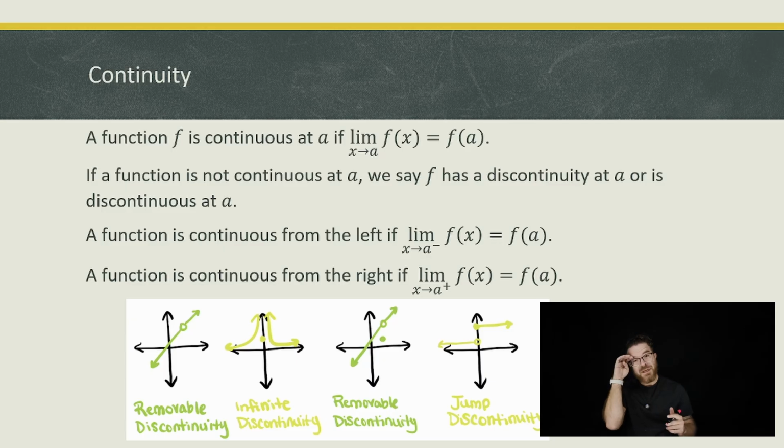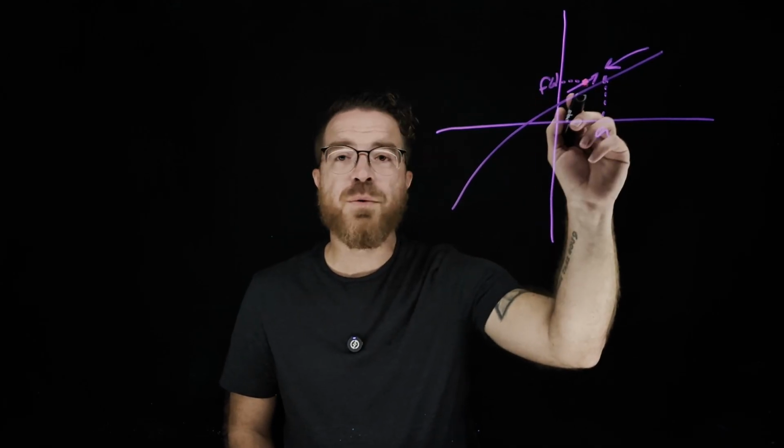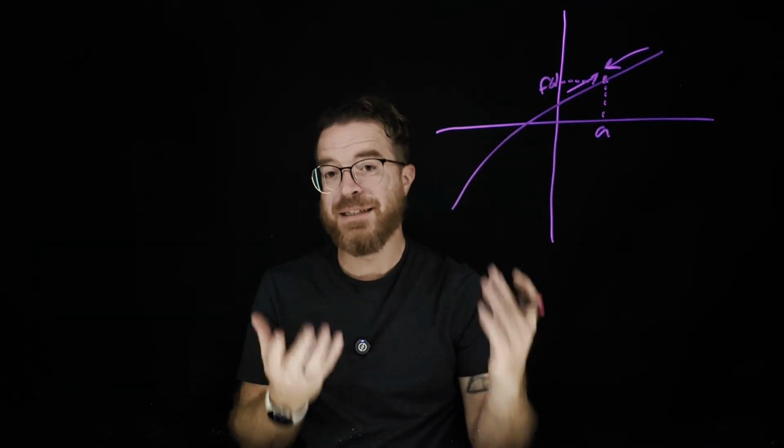So pretty much what this means is that if we have some function, and let's say we have this function here, and we are approaching some value a from the left or from the right, if this point a, which would give us f of a, is equal to what the limit is as you approach that point, then we would say it's continuous.